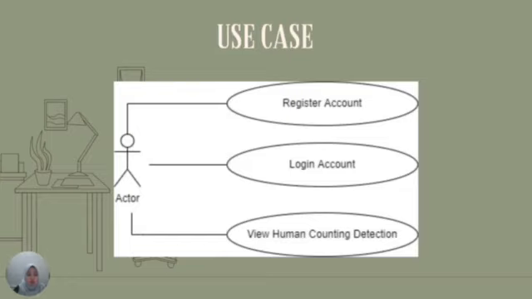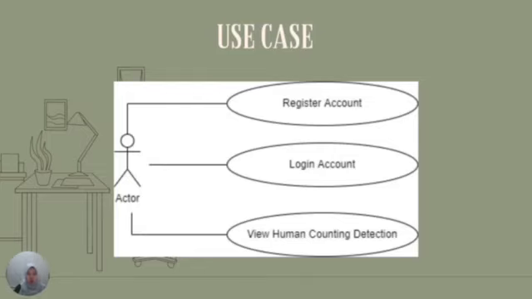A use case diagram is a behavior diagram that shows how actors and the system interact. It is used to record the project's needs. The actor is a user associated with three use cases, and the user is the driver. In the system boundary, there are three use cases. First is register account, secondly is login account, and lastly is view human counting detection.